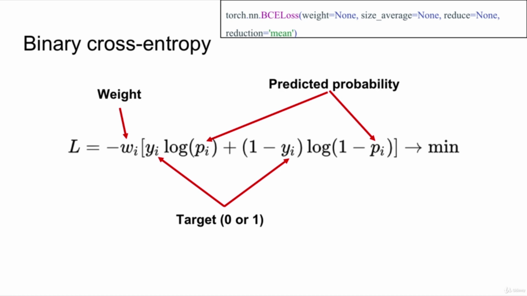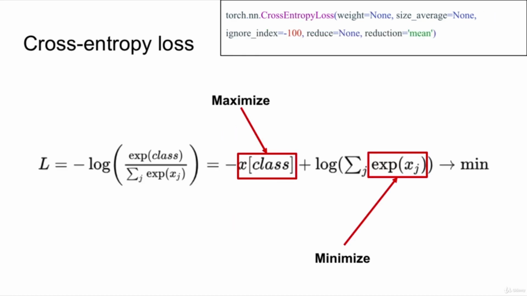If our target label is 1, then we have the only left term and maximize the probability of class 1. If the target label is 0, then we minimize the probability of class 1. Note that maximizing or minimizing is regularized with the minus before the loss. Let's consider the full cross-entropy loss function. In PyTorch, it is called cross-entropy loss. What you should know about it is that we maximize the probability of true class and minimize all other probabilities. If you use cross-entropy loss in PyTorch, note that it already includes softmax layer inside.